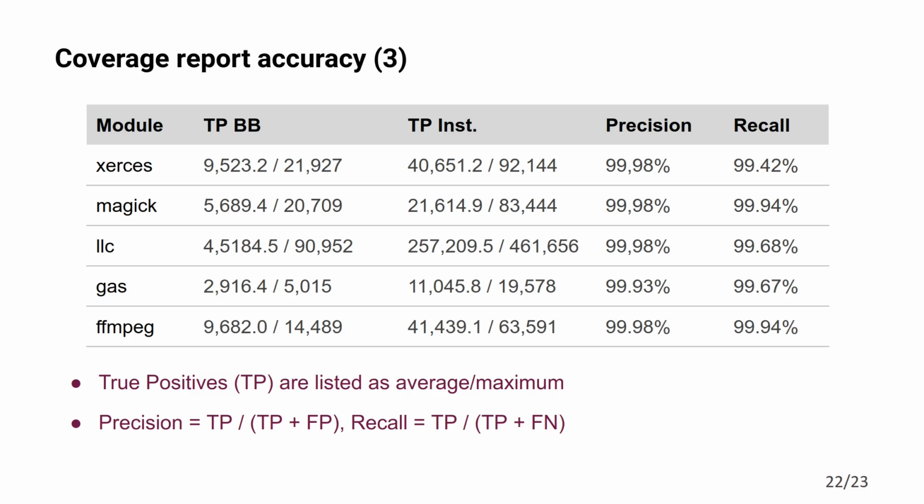This table shows our accuracy results. The average and maximum number of true positives is shown for basic blocks as well as for instructions. The standard precision and recall metrics account for false positives and false negatives, respectively. The key result is that bcov is highly accurate, without a significant variance across all subjects.